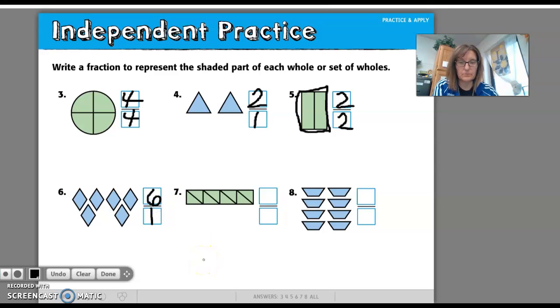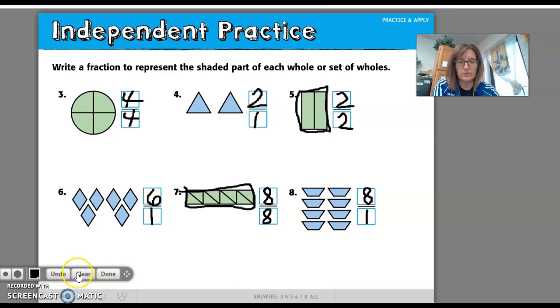Let's look at the next one. We have one long rectangle. That's our whole. It is cut into 8 pieces, and all 8 pieces are colored. Finally, we have another shape. That's right, a trapezoid. But our trapezoids are left as wholes. They're not cut up. How many trapezoids are there that are not cut up? 8 whole trapezoids.